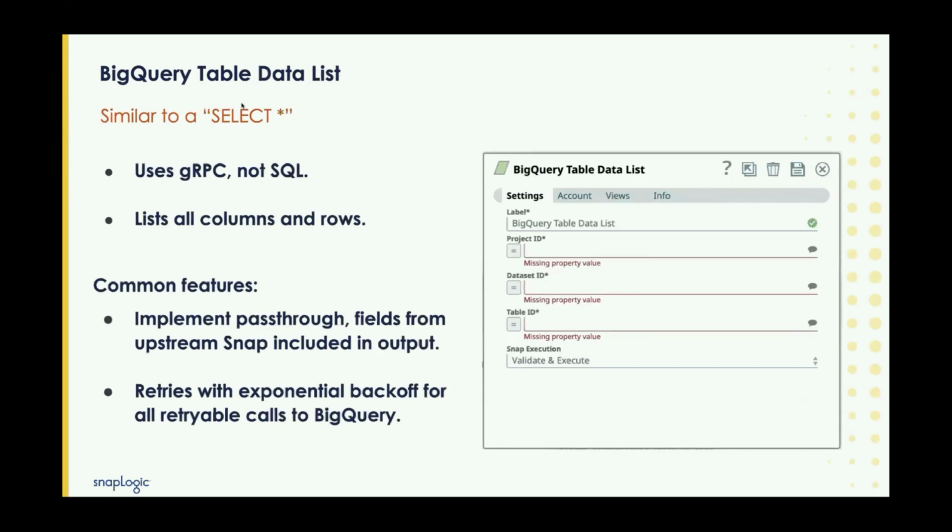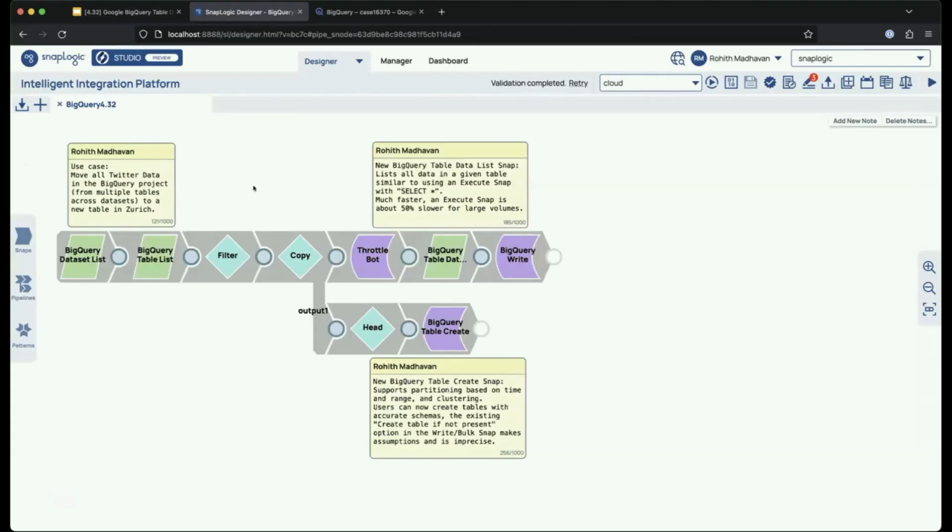The next snap is the table data list snap. It's similar to a select star. The difference is it's not actually executing SQL. It's using gRPC to pull data out of the table, and it lists all columns and rows. Those are the two new snaps. And so this is a pipeline that showcases both those snaps.